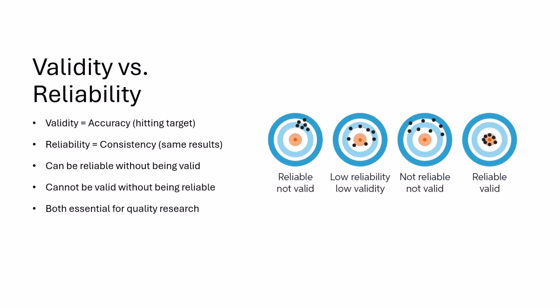Here's a crucial distinction. Validity is about accuracy, hitting the target, while reliability is about consistency, getting the same results repeatedly. You can have reliability without validity. You might consistently get the wrong answer. But you can't have validity without reliability. Both are essential for quality research. You may be asked to distinguish between these two concepts in various scenarios. Remember the analogy: a broken clock is reliable. It shows the same time consistently, but it's not valid. The time is wrong.